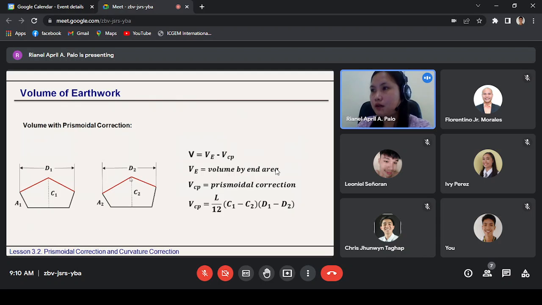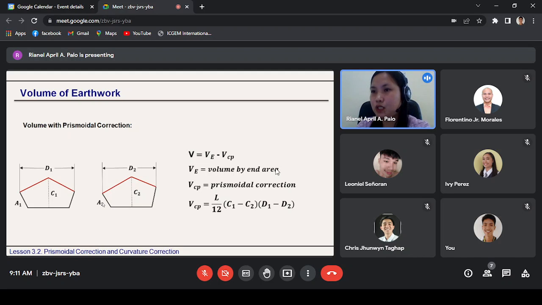Sa Prismoidal correction, it is always subtracted sa atong computed volume. So volume corrected is equal sa volume computed using the end area method minus sa volume computed for the Prismoidal correction. So atong formula for Prismoidal correction is equals to L over 12. So ang L is the horizontal distance between two stations.